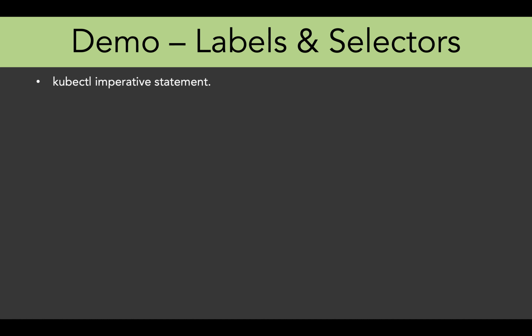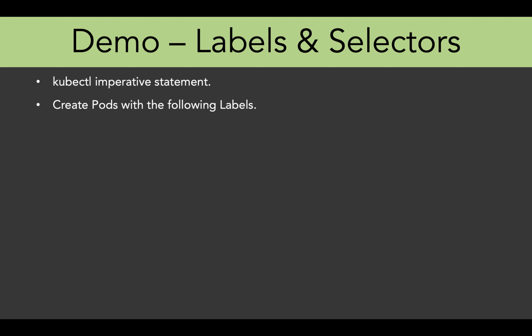And the same thing can be done from the command line also. So that is what the kubectl imperative statement is. When we run all those things from the command line, those are imperative statements. And whenever we run things using a manifest file, those are declarative statements. So in this demo, I'll be using kubectl imperative statements to select pods based on labels.